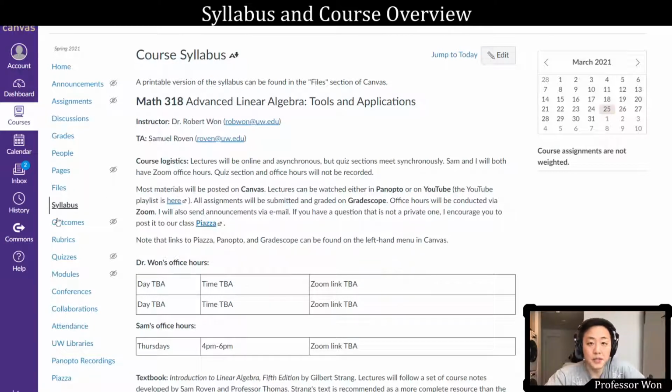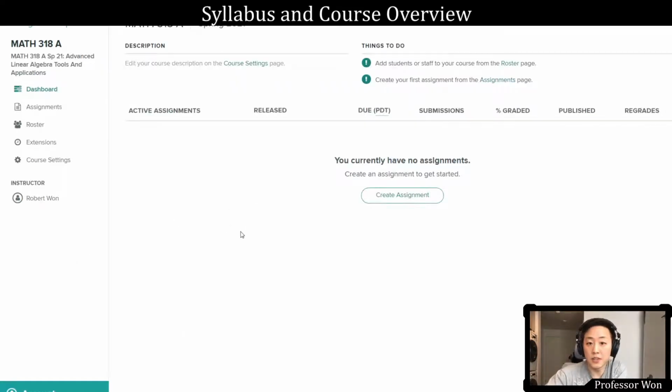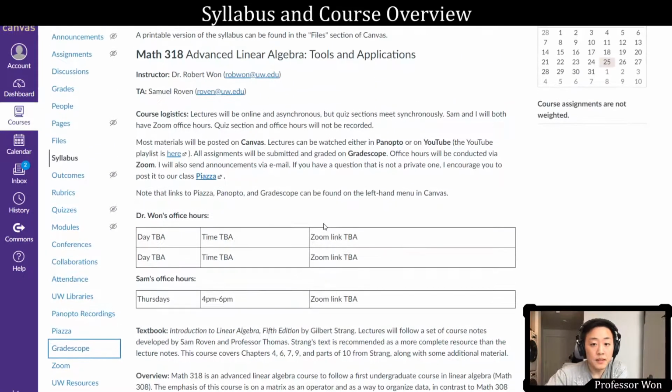All your assignments will be submitted and graded on Gradescope. The way to get to Gradescope is to click this link on the Canvas tab. I've set up the course Gradescope here. Office hours, as I said, will be connected on Zoom. I'll send announcements via email sometimes and also put them in the announcements tab on Canvas.